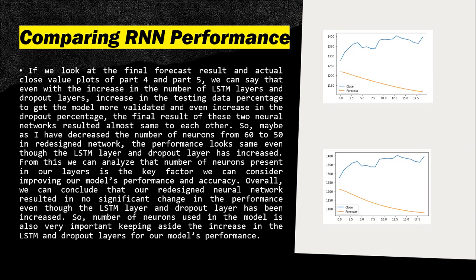So maybe as I have decreased the number of neurons from 60 to 50, in the redesign network, the performance looks same, even though LSTM layer and the dropout layer has increased. From this, we can analyze that number of neurons present in our layers is a key factor. We can consider improving our model's performance and accuracy.